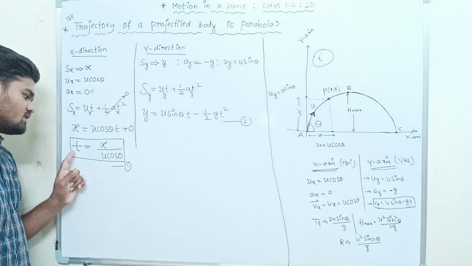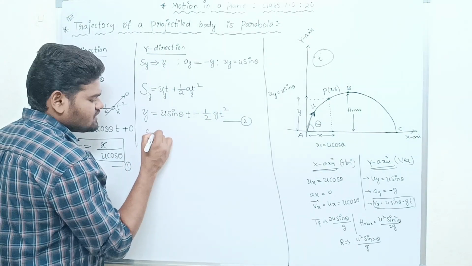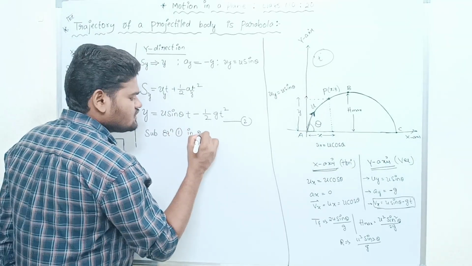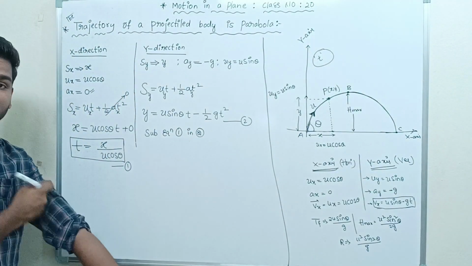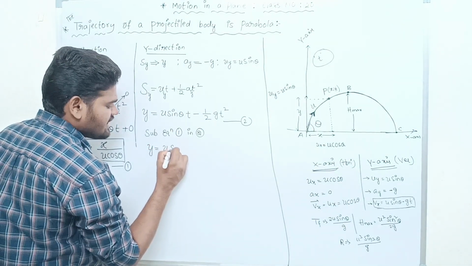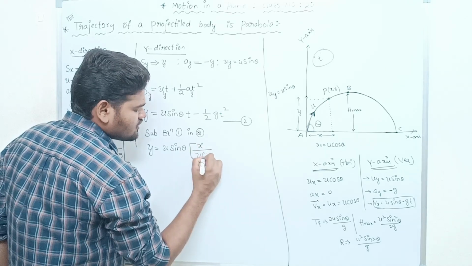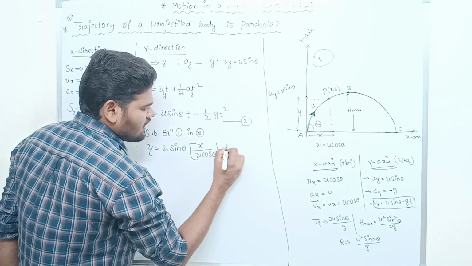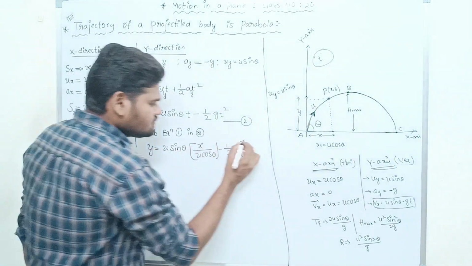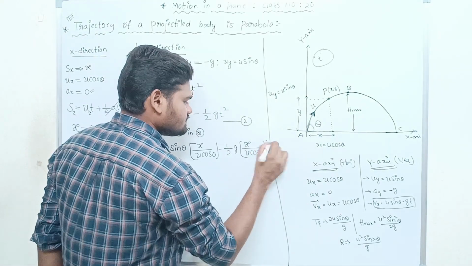From equation 1 we have t equals x by u cos theta. So I'm just substituting equation 1 in 2. Have a look what we get. So y is equal to u sin theta into t. What is t? x by u cos theta, minus half g t square. What is the value of t square? x by u cos theta, whole square.